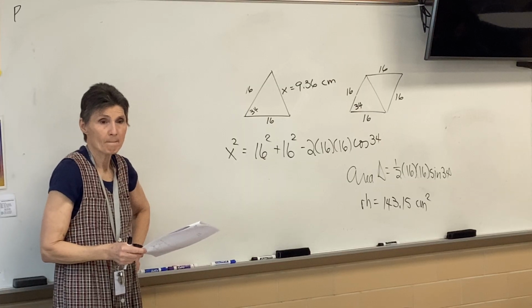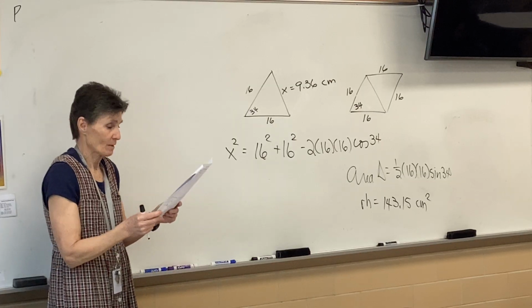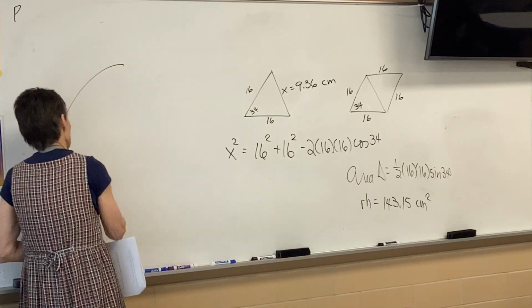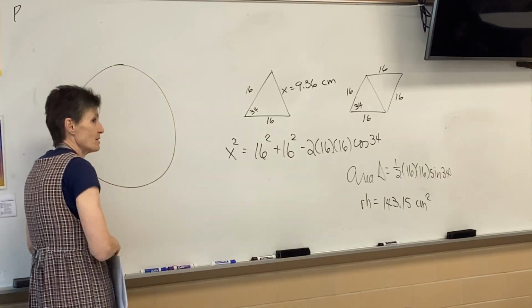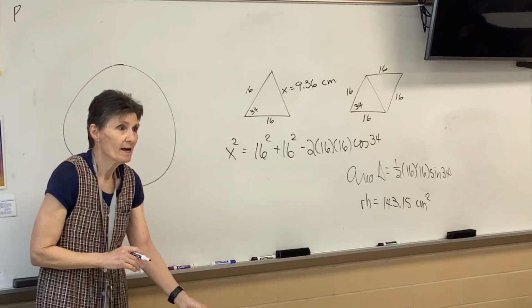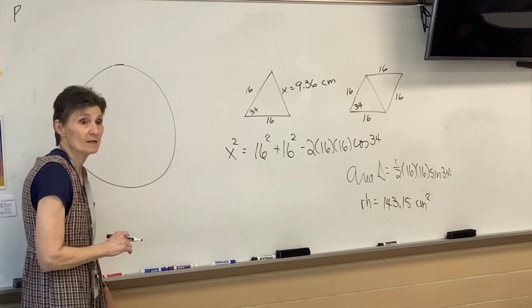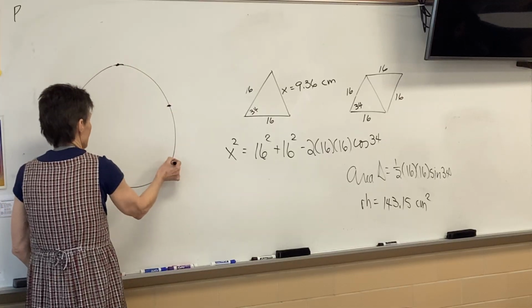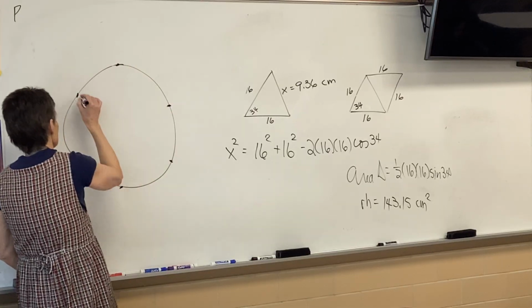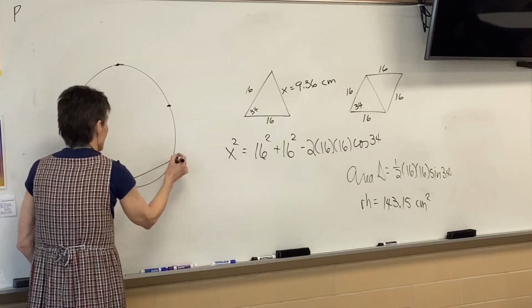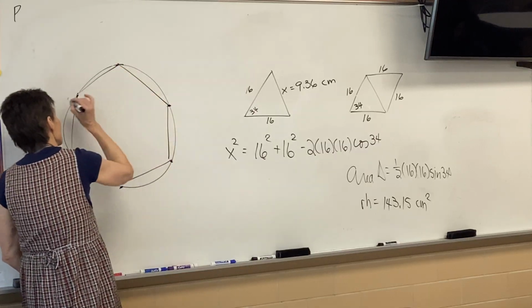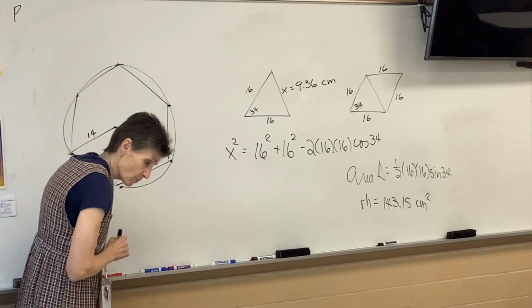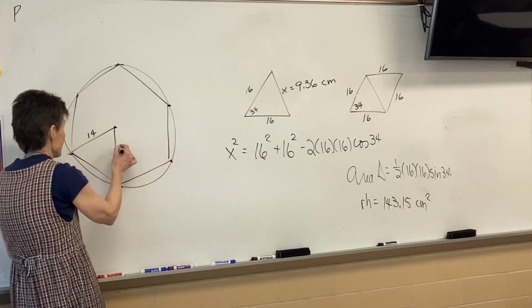Are you with me? Last one. Find the area of a regular hexagon. So here's my circle. What does hexagon mean? 6. So 1, 2, 3, 4, 5, 6. Nobody's grading your picture, just draw one as best you can. And the radius is 14 this time.